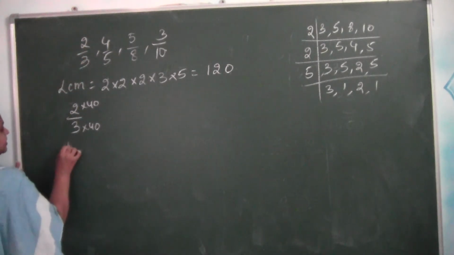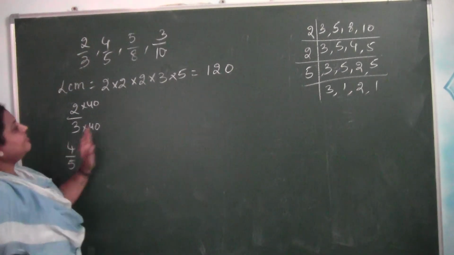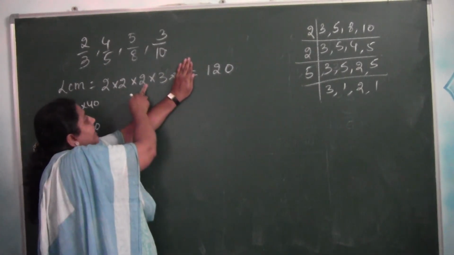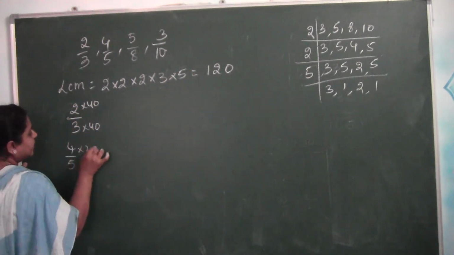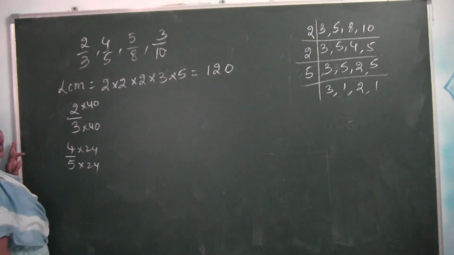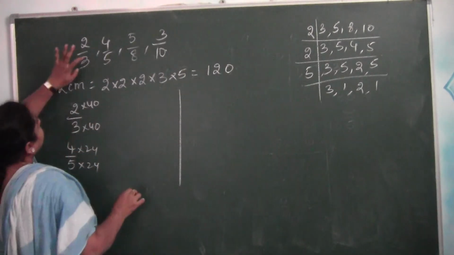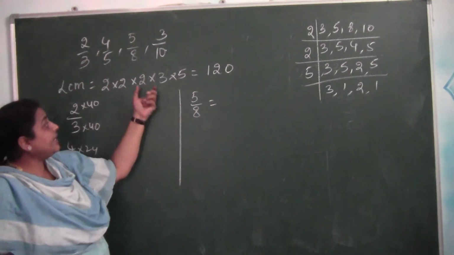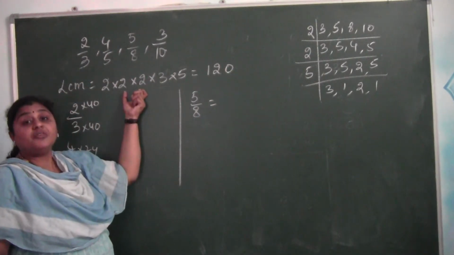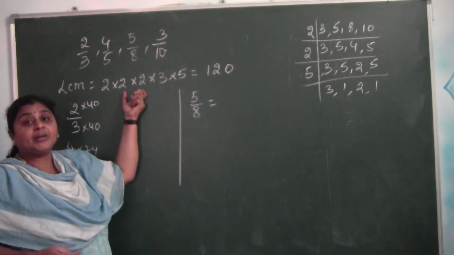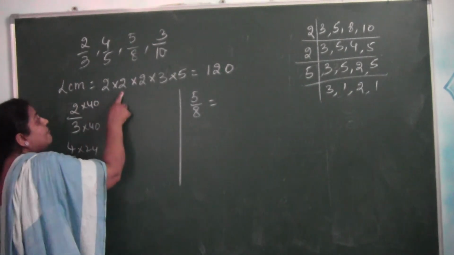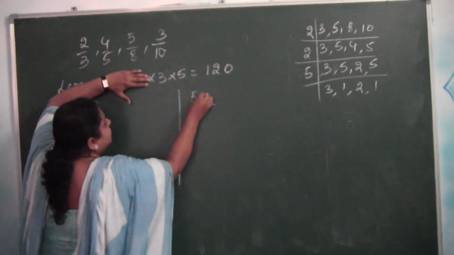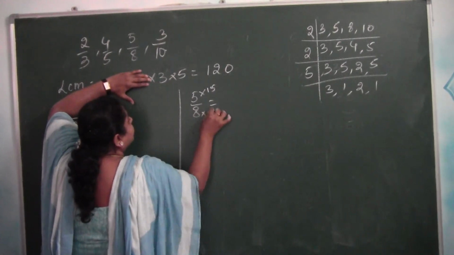Next, 4 by 5. 5, I am just closing it out. 2 2s are 4, 2s are 8, 3s are 24. It means into 24 into 24. Okay, next 5 by 8. Now my denominator is 8, but here I don't have 8. So what we need to do? We need to check which numbers if we multiply we get the 8. 2 2s are 4, 2s are 8. It means everything I am closing. 3 5s are 15 into 15 into 15.